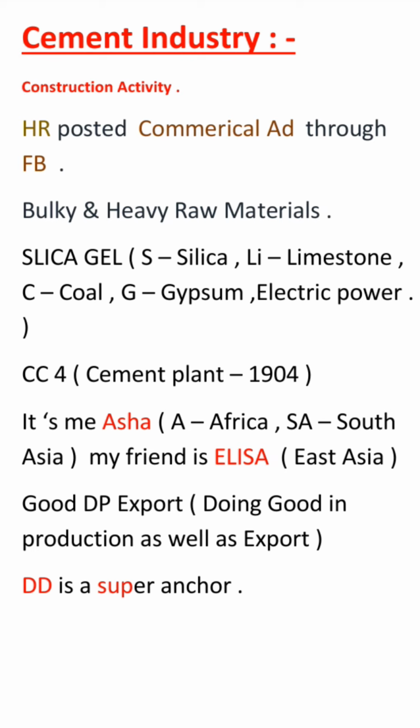Then cement industry is a bulky industry, and it requires heavy raw materials, okay. So for that you just remember silica gel. S represents silica, Li represents limestone, C represents coal, G represents gypsum, EL represents electric power. Here C and EL, that is CEL, okay. So these coal and electric power are needed for transportation, rail transportation, okay.